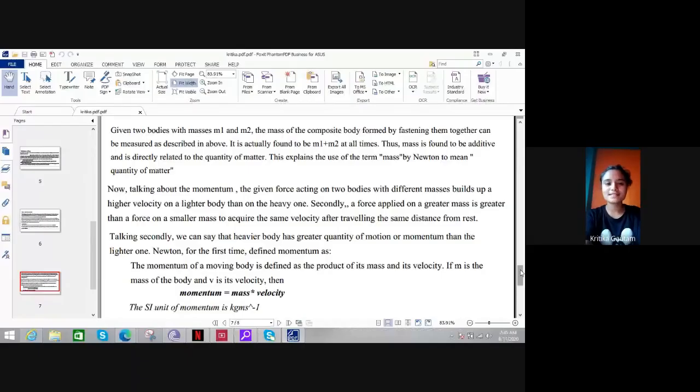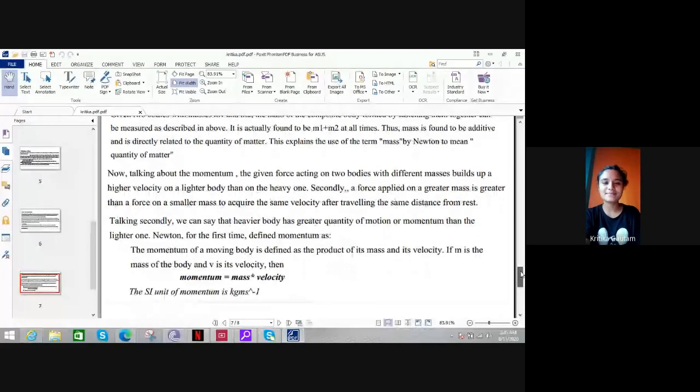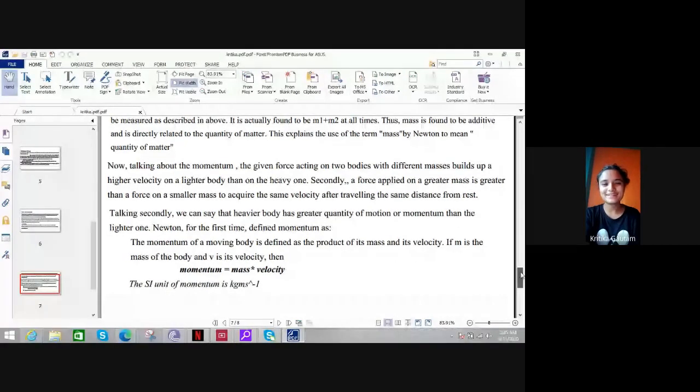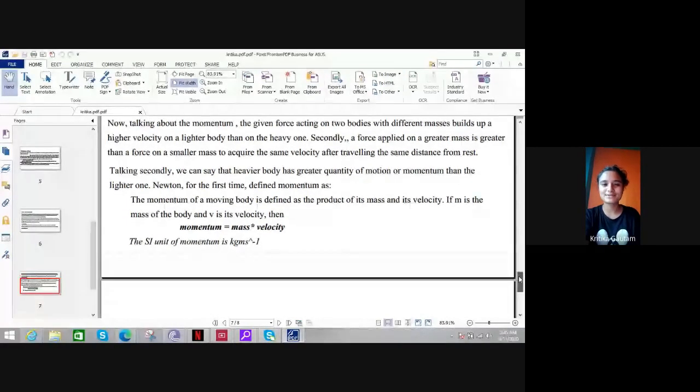Newton for the first time defined momentum: the momentum of a body is defined as the product of its mass and velocity. If m is the mass of a body and v is the velocity, then momentum equals mass into velocity. The SI unit of momentum is kg meter per second square.